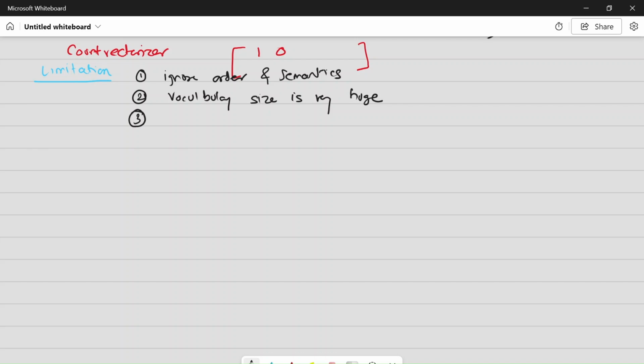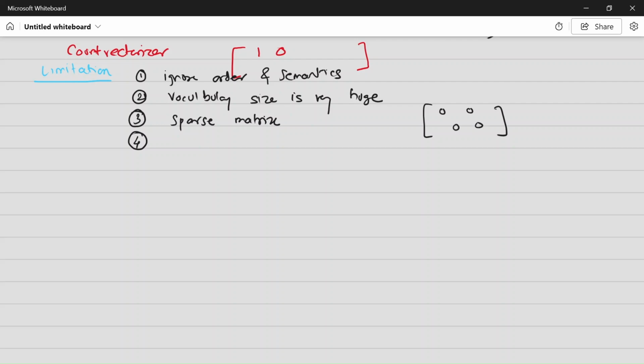Third is that, as you can see, this bag of words creates a sparse matrix. Now what do you mean by sparse matrix? As you can see, this matrix has more zeros than ones. So if my matrix contains more zeros than ones, then it is called a sparse matrix, right? And definitely, as dimension increases, the computation is also huge.